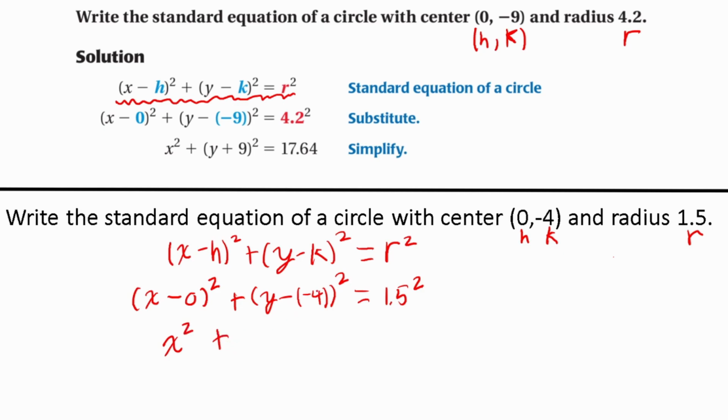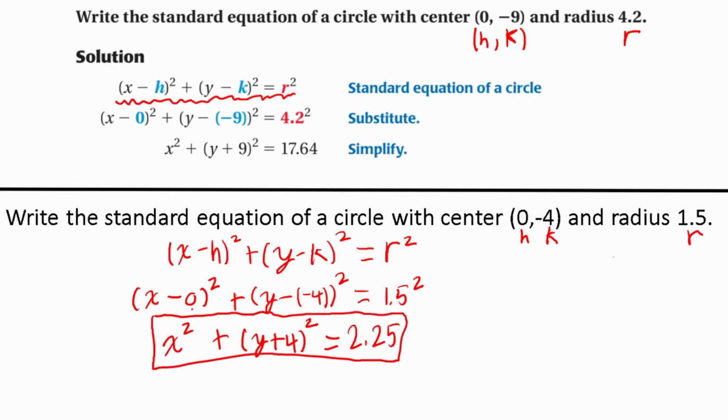Plus y minus a negative. Minus a negative really means plus, so we could rewrite this as (y plus 4) squared, equals, and we just have to do 1.5 squared. Once again, I'm going back to my Desmos calculator. And when we square 1.5, we get 2.25. And there is our answer. This is the equation of a circle whose center is at (0, -4) with a radius of 1.5. Awesome.